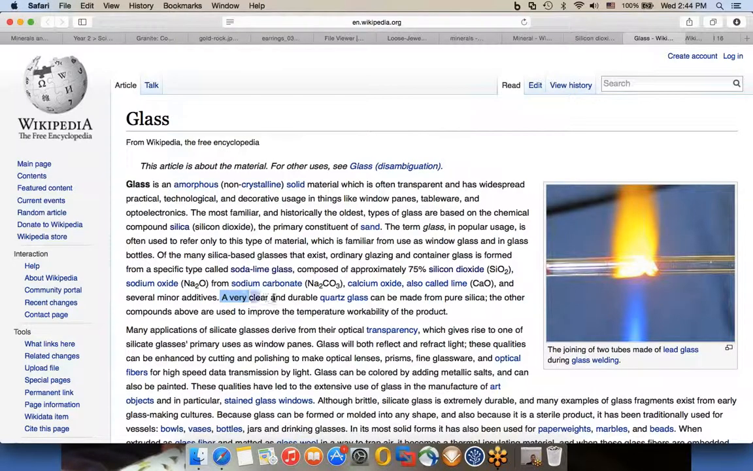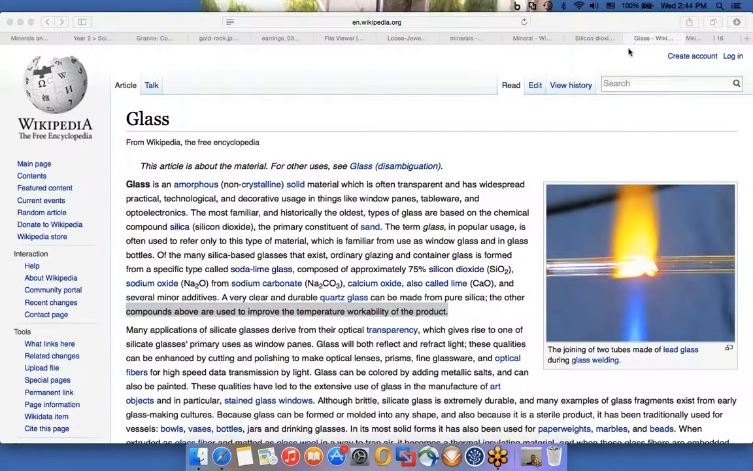So the article says that a very clear and durable quartz glass can be made from pure silica. So that would be a mineral, okay, quartz glass. The other compounds, which are just mixes of minerals, are used to improve the temperature workability. So the compound is made so it can be worked more easily at lower temperatures, I guess.